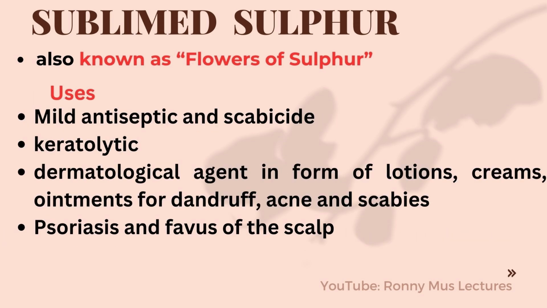So the uses of sublimed sulfur include, it can be used as a mild antiseptic and also as a scabicide, that is management of scabies. It has keratolytic properties, and it can be found in form of lotions, creams, ointments for management of dandruff, acne, and also scabies. It can also be used in psoriasis and also fevers of the scalp.